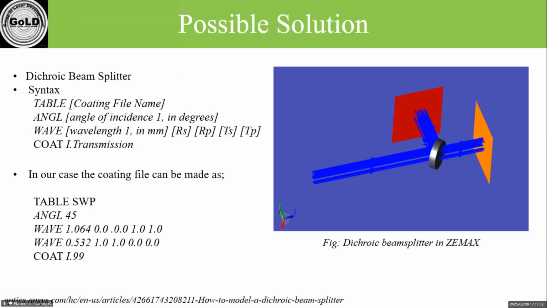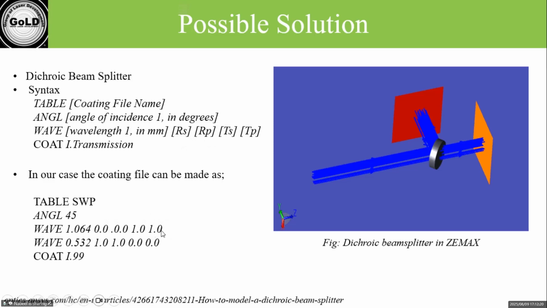So, yes, in the syntax you can see here RS is basically the reflection coefficient in S polarization, and RP is the reflection coefficient in P polarization. In our case, the coating file can be designed so that the 1064 nanometer beam will not be reflected, but it will be transmitted.